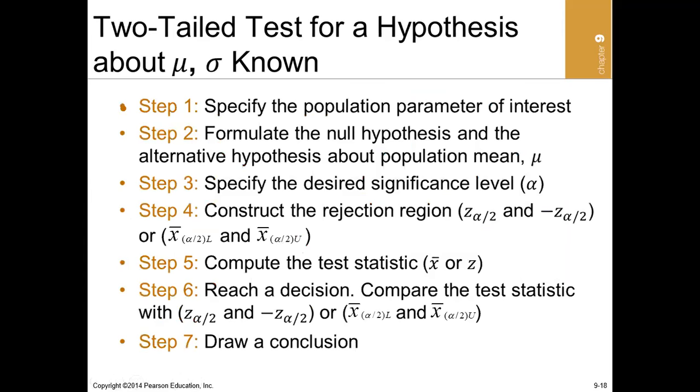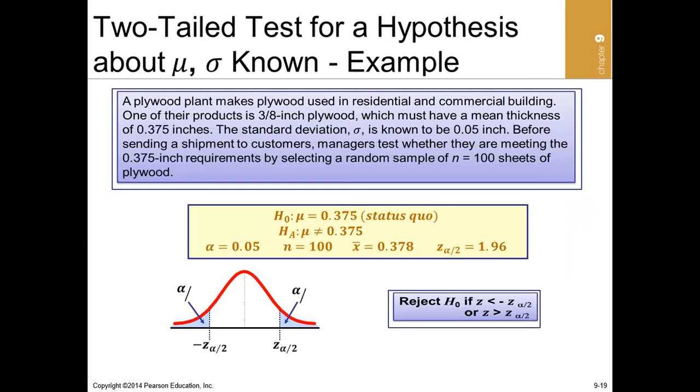So two-tailed, the same procedure, but now we are going to look at it in terms of the two-tailed. Let's look at this example. A plywood plant makes plywood used in residential and commercial building. One of their products is 3/8-inch plywood, which must have a mean thickness of 0.375.